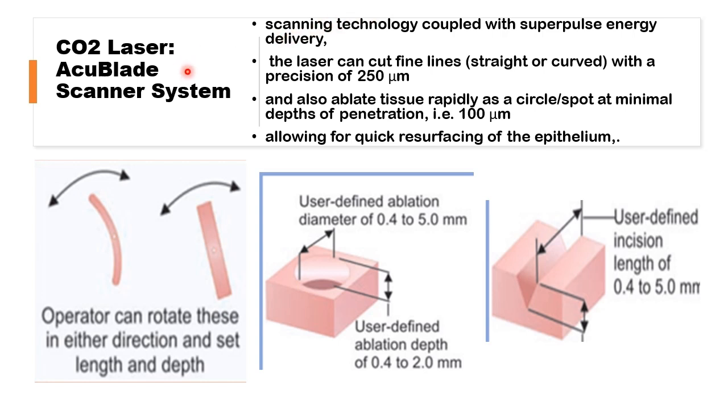So this AccuBlade scanning technology, when coupled with a super pulse energy delivery, can produce a very fine laser beam with specified length and adjustable penetration depth. It can also ablate tissue rather than incise it with a certain diameter and a certain depth as well, and the beam can either be straight or can be curved to the right or curved to the left, allowing very precise cutting and minimal collateral damage.